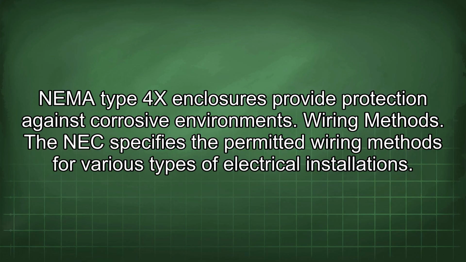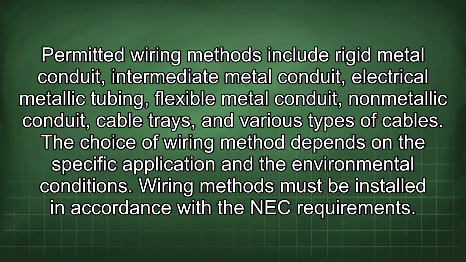Wiring methods. The NEC specifies the permitted wiring methods for various types of electrical installations. Permitted wiring methods include rigid metal conduit, intermediate metal conduit, electrical metallic tubing, flexible metal conduit, non-metallic conduit, cable trays, and various types of cables. The choice of wiring method depends on the specific application and the environmental conditions. Wiring methods must be installed in accordance with the NEC requirements.